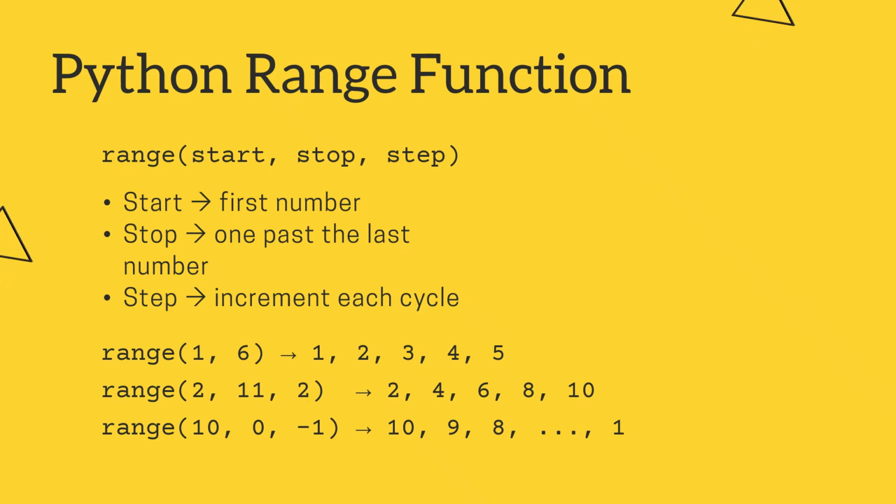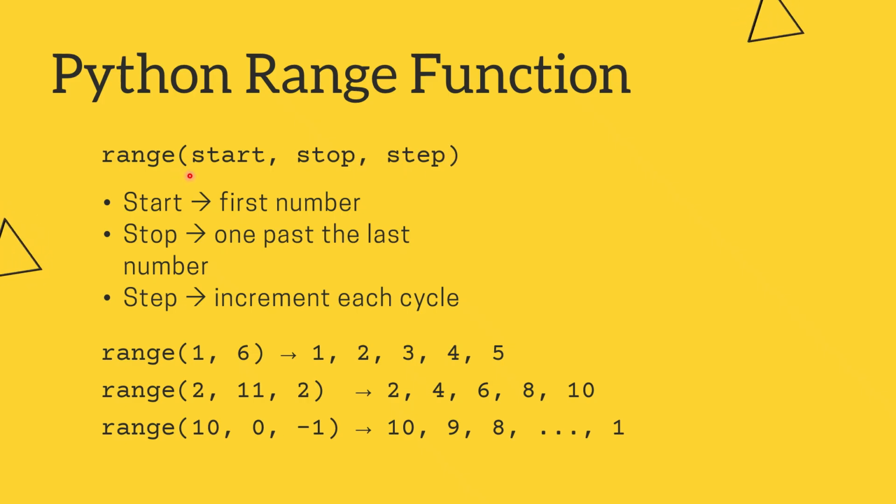I want to talk about the Python, and you did see me kind of brush through the range function, but I wanted to talk about that in a little bit more detail, because in Python, one of the best ways of doing this kind of loop is using the range function. The range function takes three values. You're going to have a start, a stop, and then a step. The start is going to be the first number.